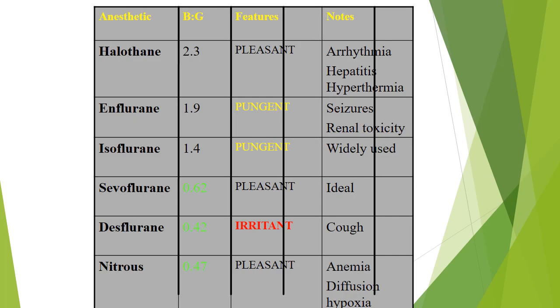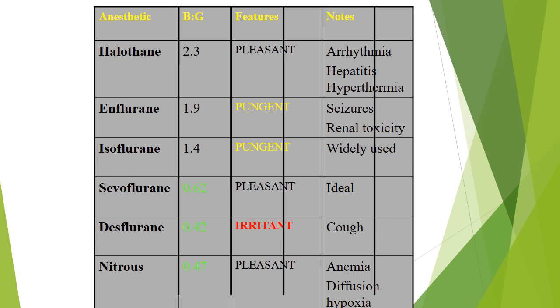These are the inhaled anesthetic agents. For halothane, the blood gas partition coefficient is 2.3. It has a pleasant feature. It is not irritating, non-pungent. It can cause side effects like arrhythmias, hepatitis, and hyperthermia; malignant hyperthermia can occur with the use of halothane.